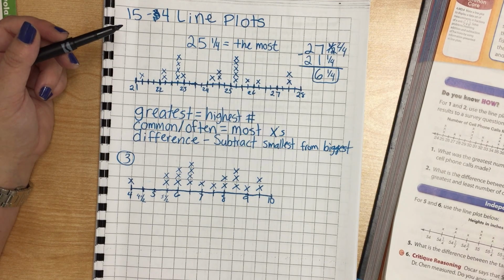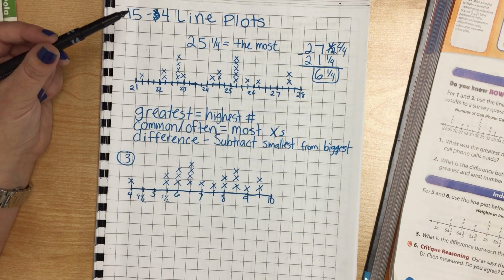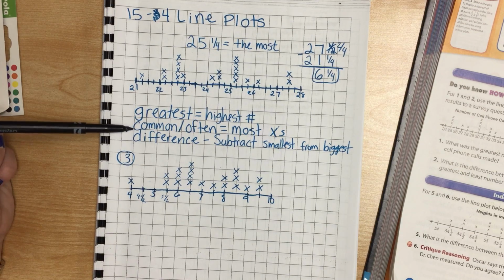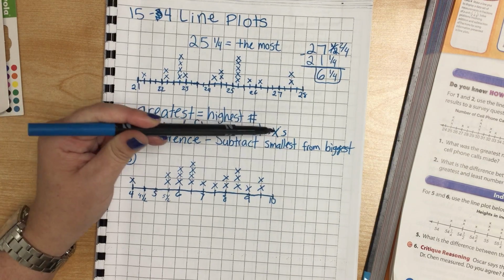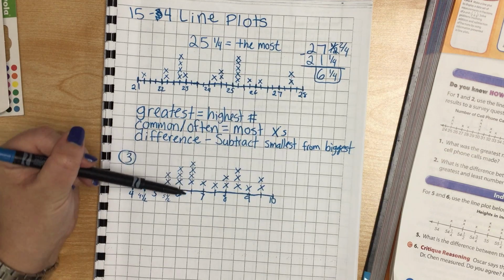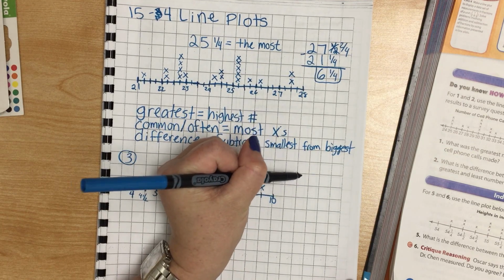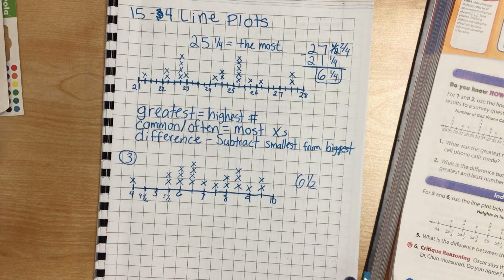So 4, it says, what is the most common shoe size? Well, I know that common or often means the most X's. So my most common is 6.5.